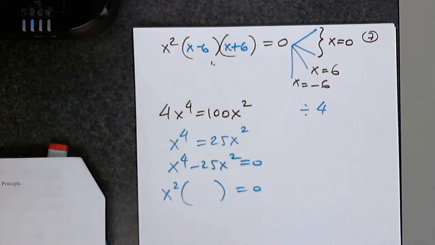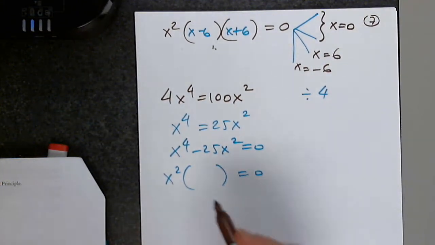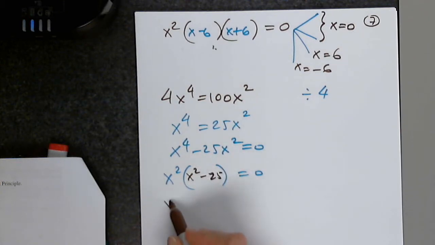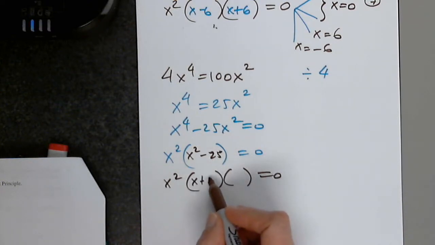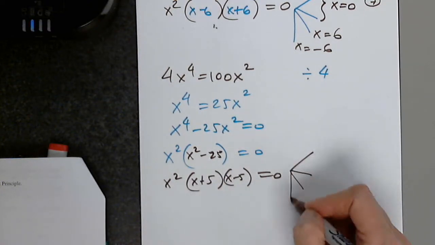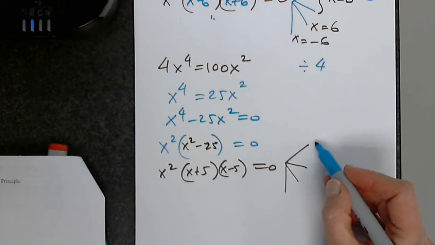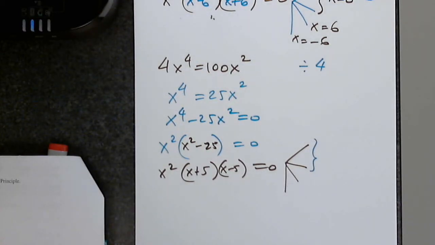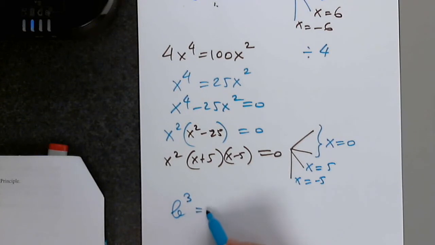Good. What is in parentheses? x squared minus 25. Very good. And what do I do with that? It's the difference of squares. Perfect. So it'll be x squared, x plus 5, x minus 5. Good. And 4 solutions, please. Two of them are the same. x equals 0, and then plus or minus 5. Very good. b cubed equals -1.